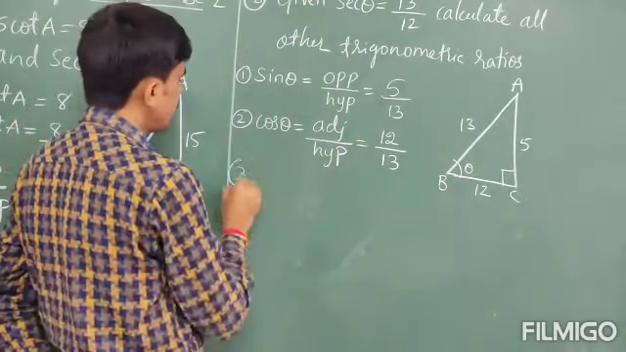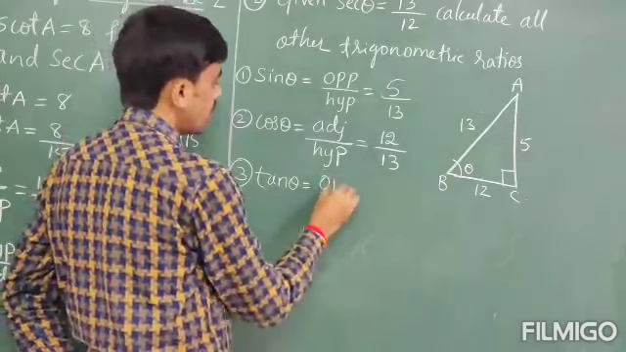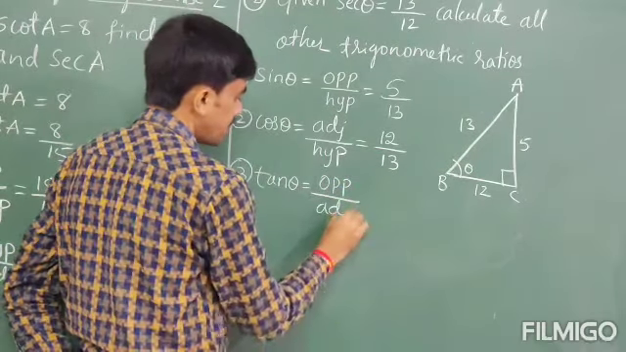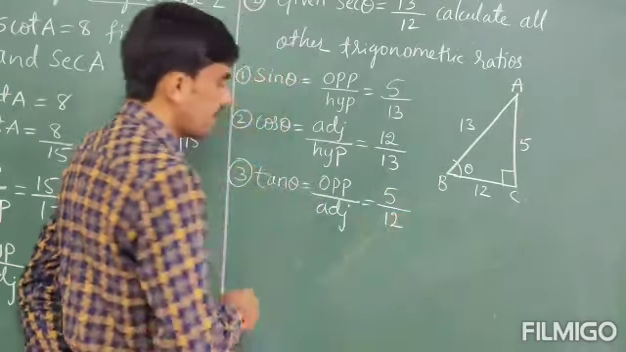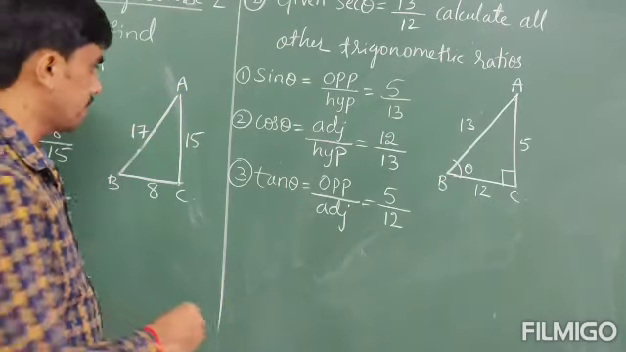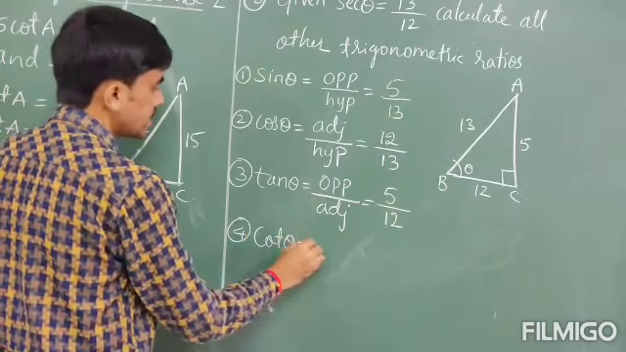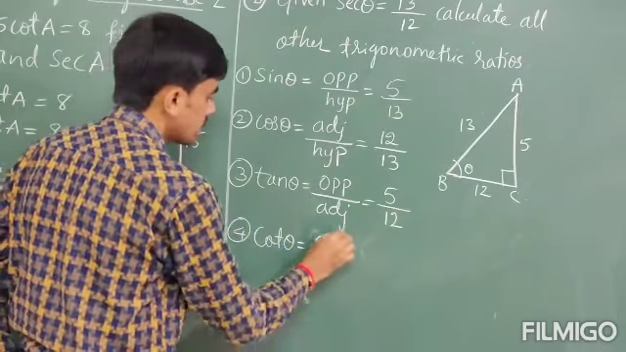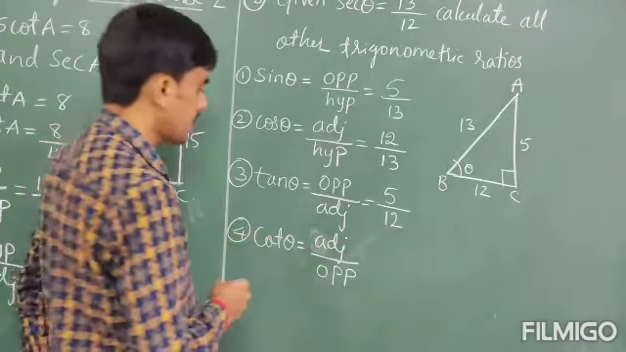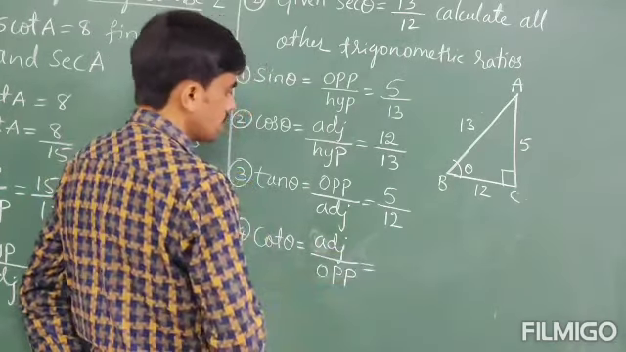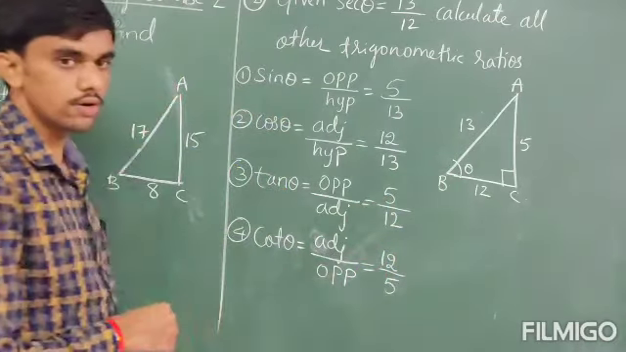Next, third one, we have to find the value of tan theta. Tan theta is opposite side by adjacent side. Opposite side is 5, adjacent side is 12. So the value of tan theta is 5 by 12. Fourth one, we have to find the value of cot theta. Cot theta is adjacent by opposite side. Adjacent side is 12, opposite side is 5. So cot theta value is 12 by 5.